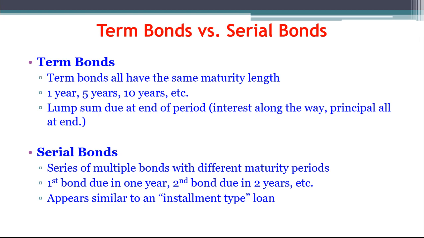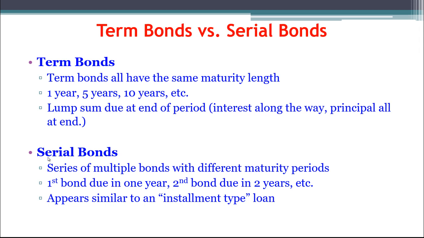So now I'll talk about another couple terms: term bonds versus serial bonds. Now, term bonds, you could possibly have one bond, you might have multiple, but the idea here is they all have the same maturity length. So you might buy a group of 1-year bonds, or you might buy a group of 5-year bonds or 10-year bonds, whatever they might be. The lump sum is due at the end of the period. Of course, you're going to get interest payments along the way, and the entire principal will be paid at the end. The face value will be paid at the end.